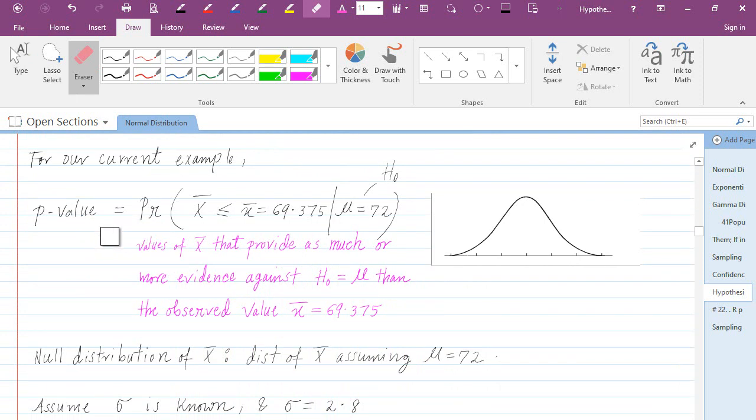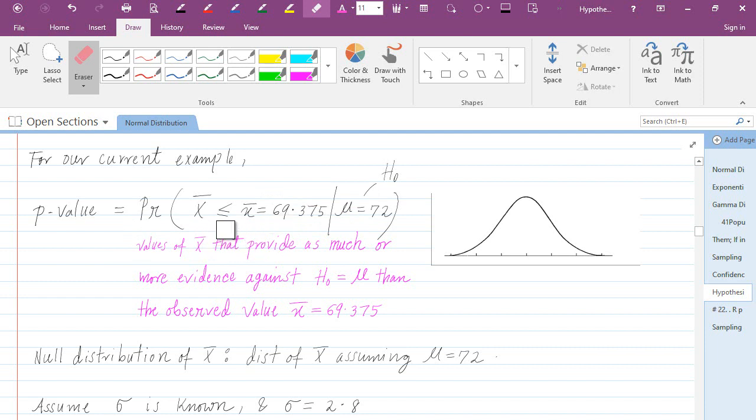that the sample mean is equal to or less than the observed sample mean, given that the null hypothesis is true. That is, given that the population mean height is 72 inches, what is the probability that the sample mean height is less than or equal to the observed sample mean height?